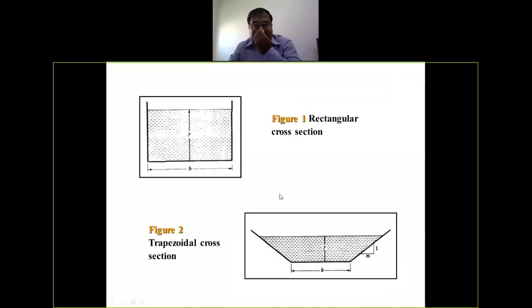So you can see here, this is the rectangular cross section, this is your depth and this is your width, and this is your trapezoidal cross section. Okay, width is B, depth is Y, and we have taken side slope M to 1.